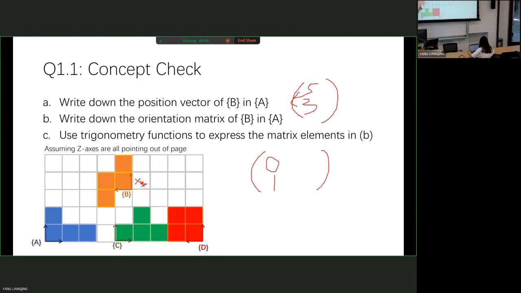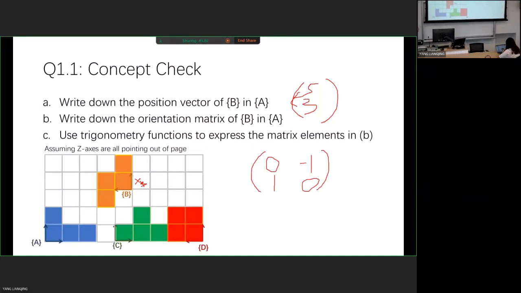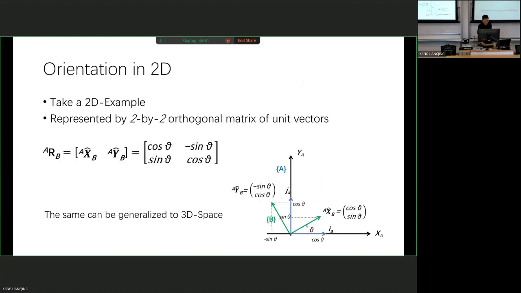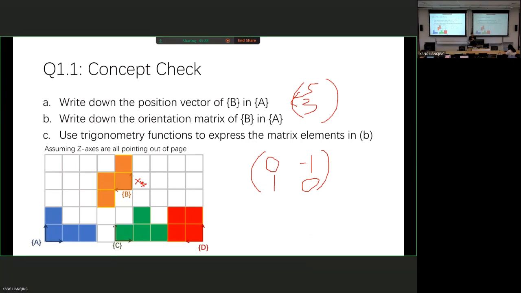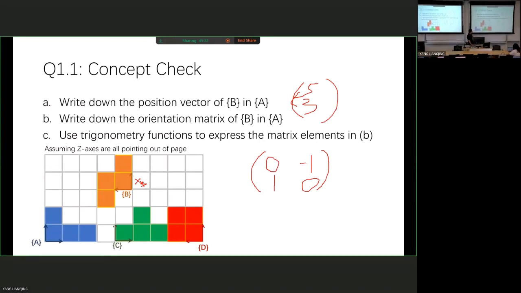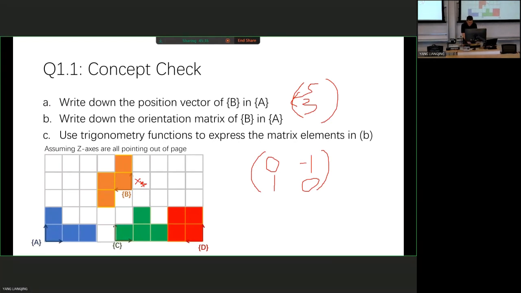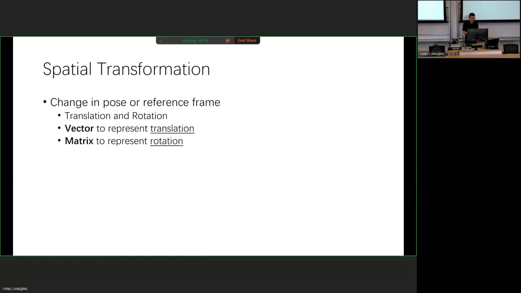So what about this vector? Anyone want to shout out the answer? Minus 1, 0. That's correct. So now you can have this orientation. Very good. If you use trigonometric functions, let's say this is 90 degrees, and you use the formula from earlier and substitute 90 degrees, cosine 90 is 0, and sine 90 is 1. So if you substitute, you will also get 0, 1, minus 1, 0. So you can use the formula as well. Now it becomes very straightforward.